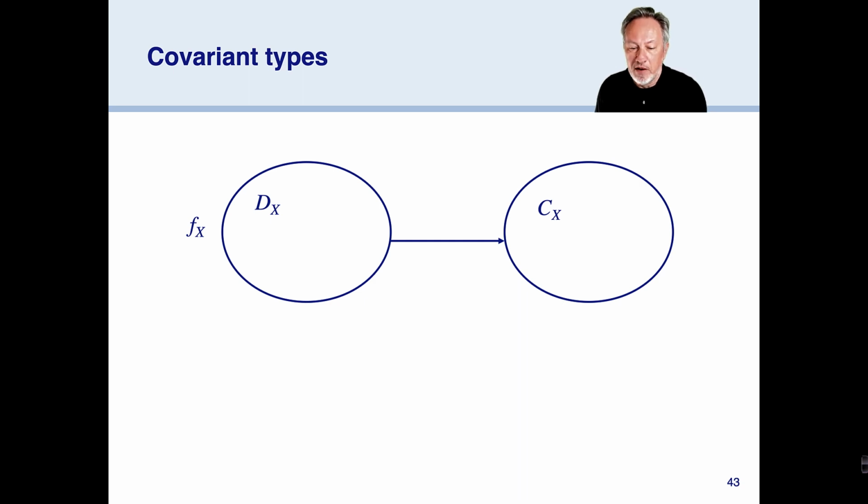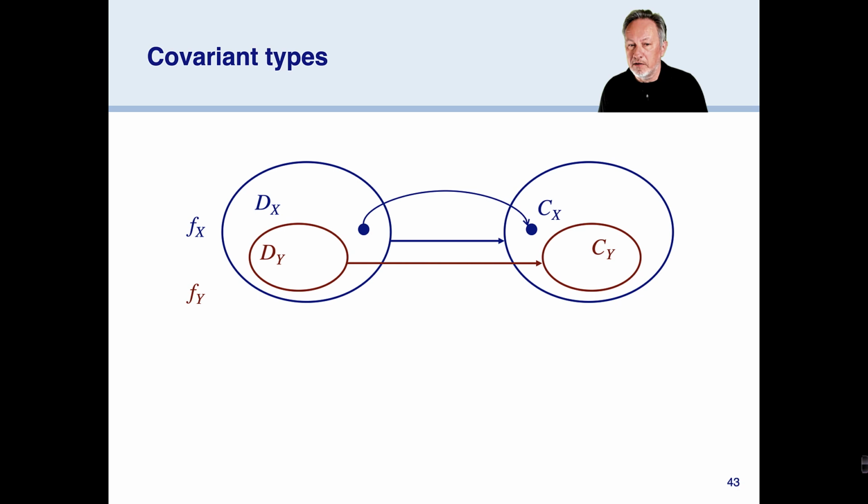Okay, so let's try and draw a Venn diagram to see if we can make sense of this. Venn diagrams are good for reasoning about sets. So fx is a mapping from the set dx to the set cx. Pretty good. It takes an element from the one and maps it to an element of the other.